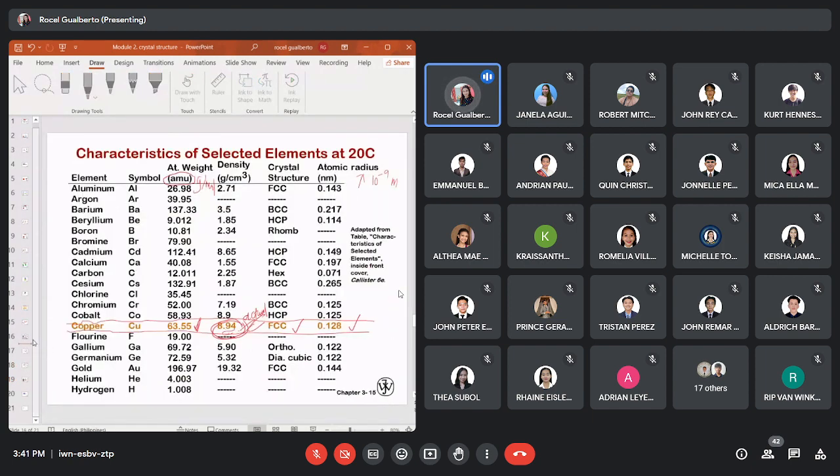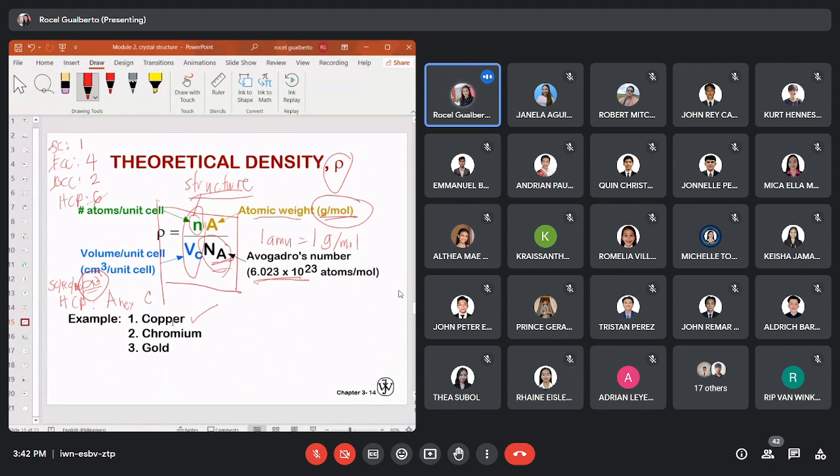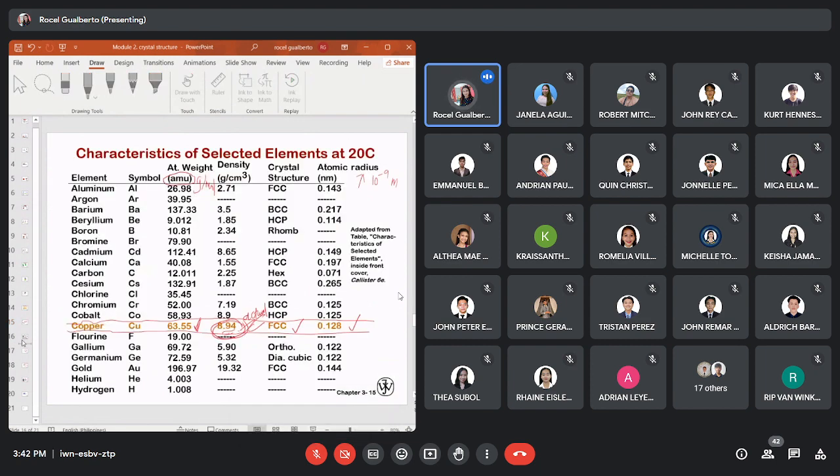So, you try solving po. Dito po may dalawa pang pinapahanap sa atin. You solve now for the chromium at saka doon sa gold. So, you find po the theoretical density of chromium and gold, and kindly compute po for the percentage error in relation to the density na nakalagay po dito sa table ni Callister. So you solve for chromium and then the other one is yung gold.